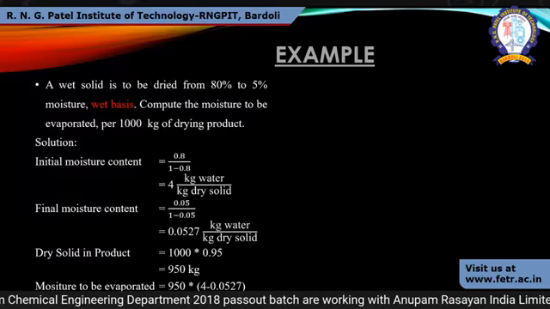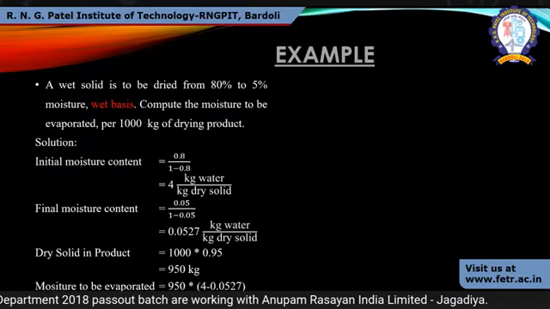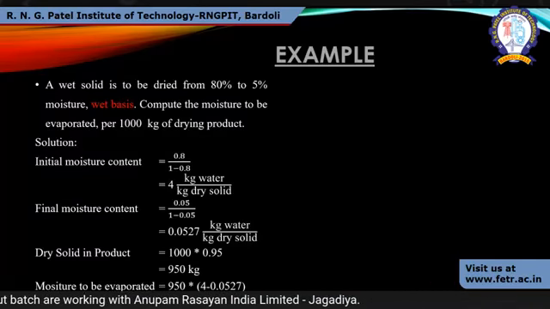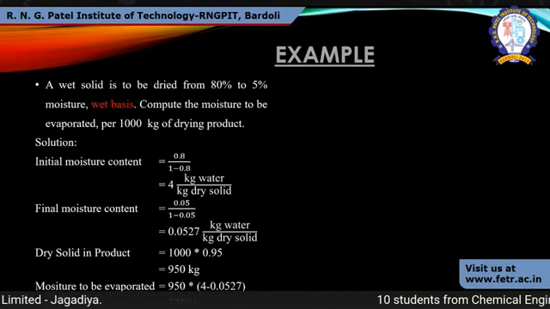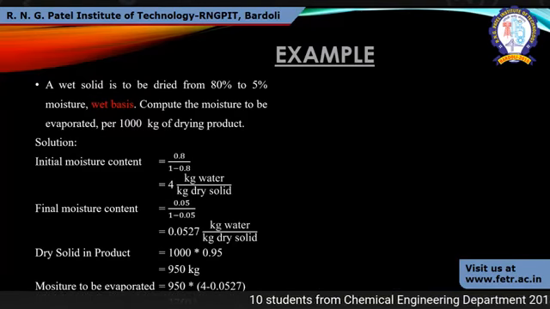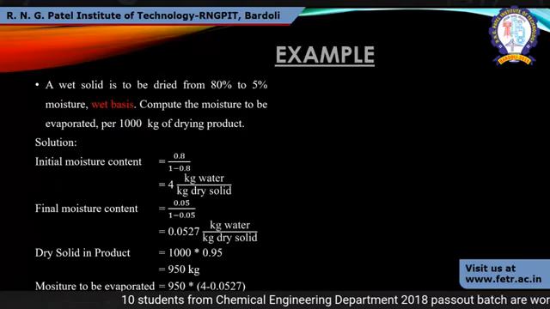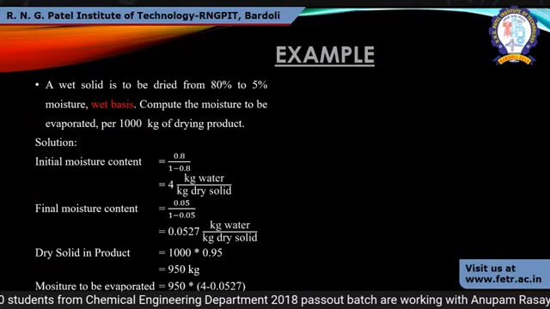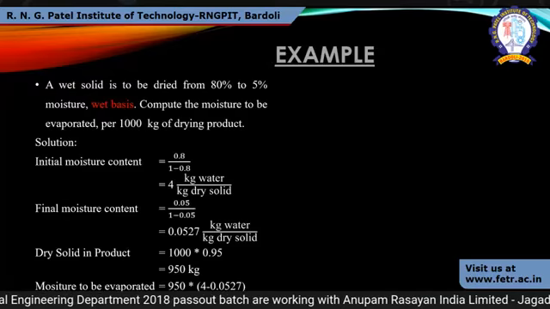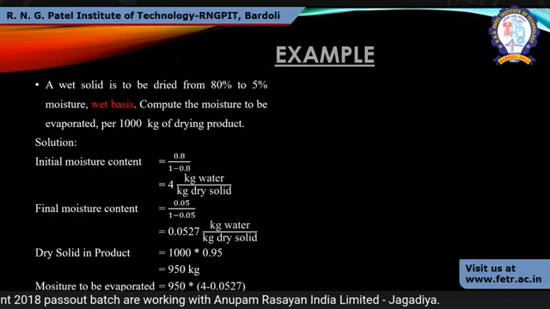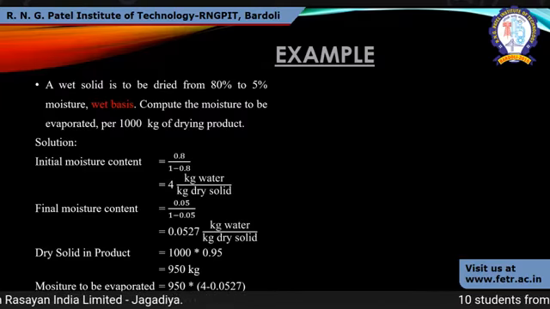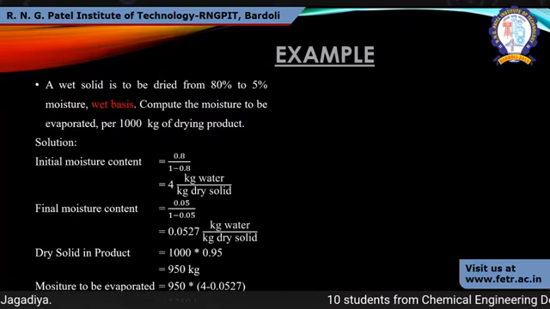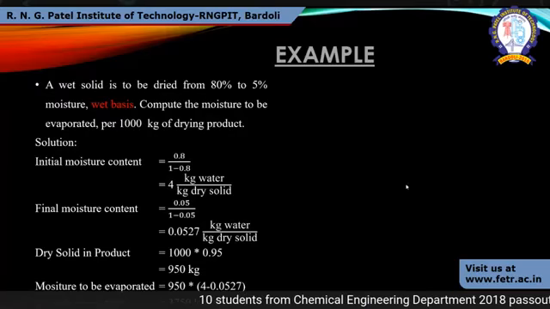1 kilogram of dry solid has 4 kilogram of water initially, right? 1 kilogram of solid has 4 kilogram of water. From that we have reduced to 0.0527. So the moisture to be evaporated is 3750 kilogram if this is wet basis. Now I have completely calculated that again.